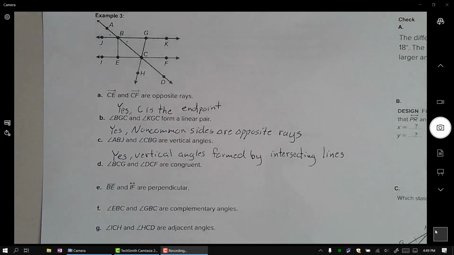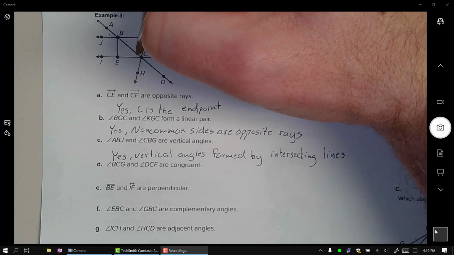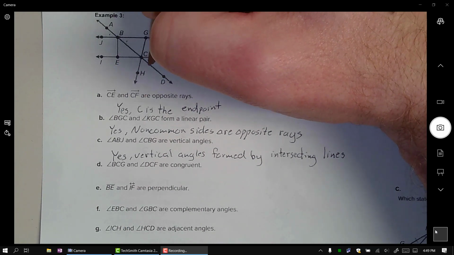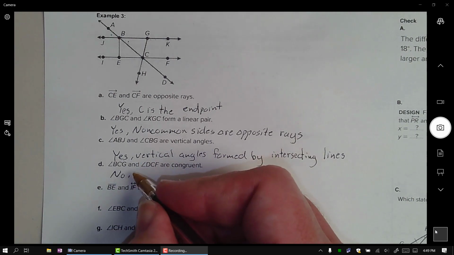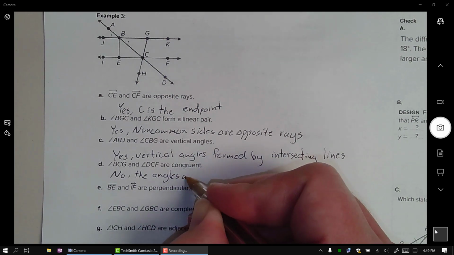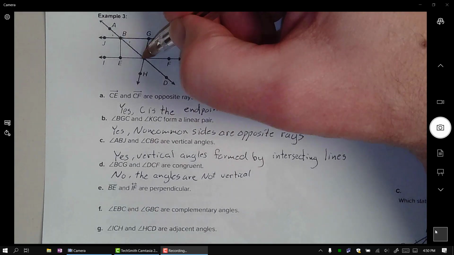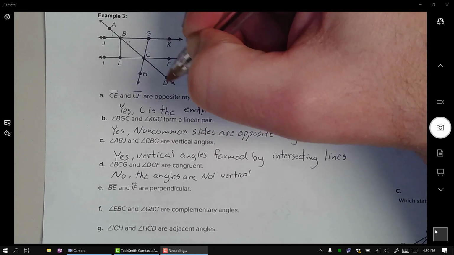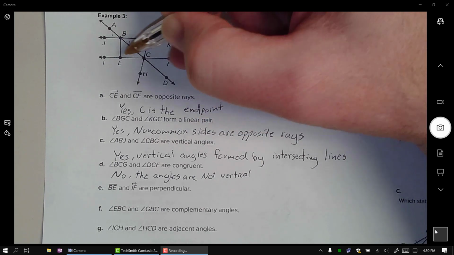Okay. Next, we want to see congruency. Is BCG, that's this angle right here, and DCF, that's this angle right here, are they congruent? No, they're not, because we don't know if they're vertical. So the angles are not vertical. Because we have BCG, so that's this line and this line, and DCF, which is this line and this line. So if we had this line, then we would be good. But we have this line and this line. We have three different lines that we're working with.